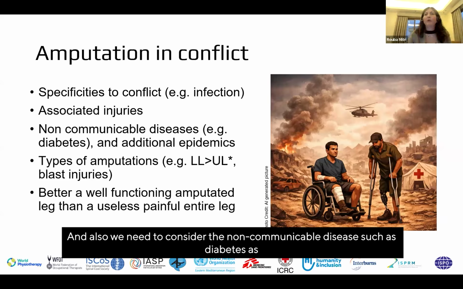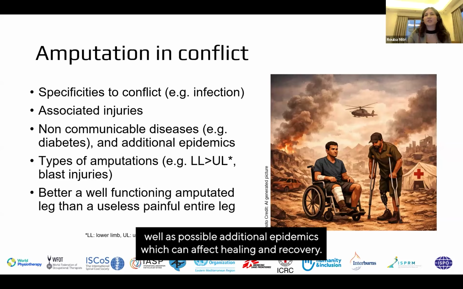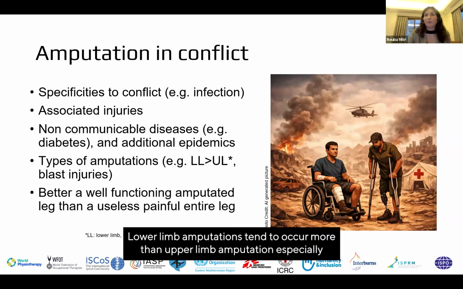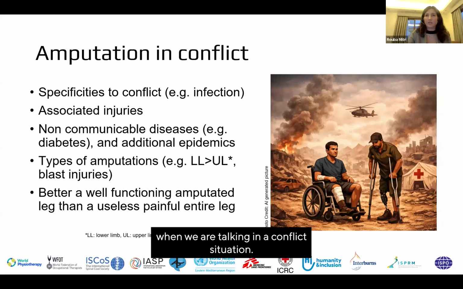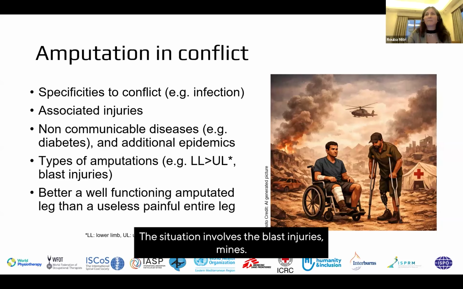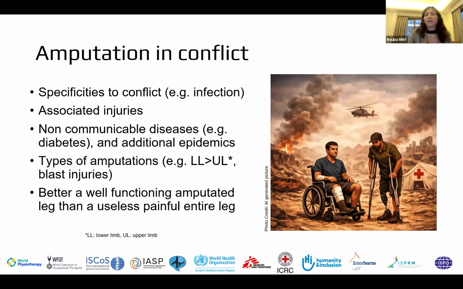And also, we need to consider non-communicable diseases, such as diabetes, as well as possible additional epidemics, which can affect healing and recovery. Lower limb amputations tend to occur more than upper limb amputations, especially when we are talking about a complex situation. The situation involves blast injuries, mines.